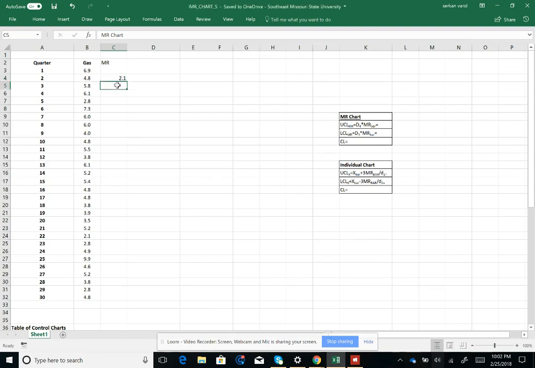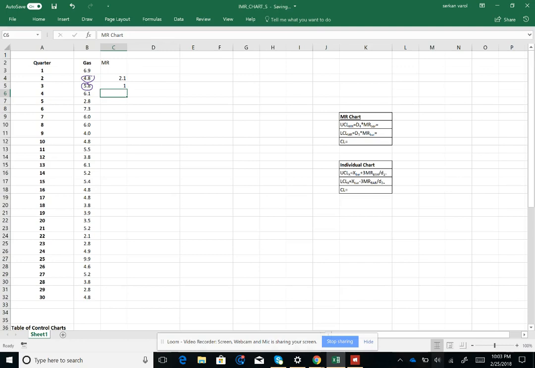All right, what is this one? This one is going to be 5.8, which is here, minus 4.8. Again, I'm taking the absolute value. It's B5 minus B4. Okay, so it is 1.